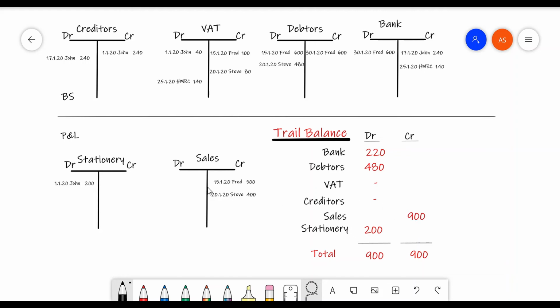And for the sales, we have £900 worth of sales in a month, which we put in there, and we'd purchased the £200 of stationery from John, which we've put in there. So if we add up all of our debits, we get 900, and if we add up all of our credits, we get 900. Therefore, our trial balance balances.